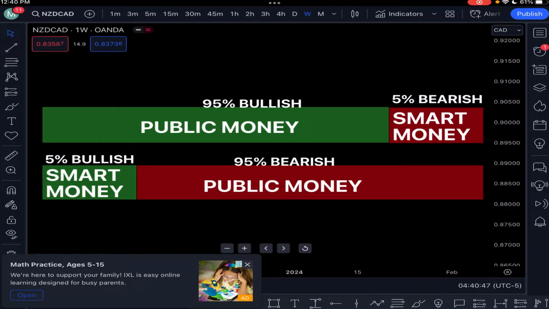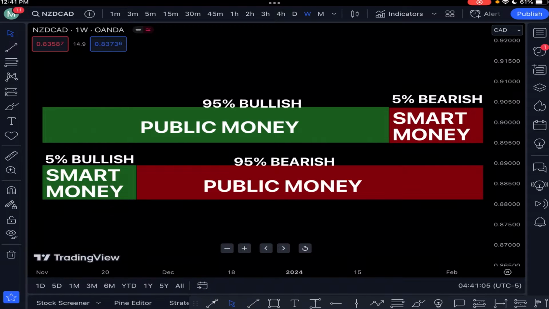So back to business. On my screen here, I have public money 95% bullish, smart money 95% bearish. Then below is the opposite. So what do we do here? There are three things we have to follow.